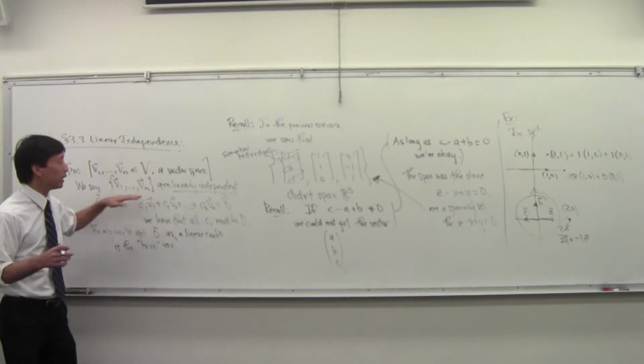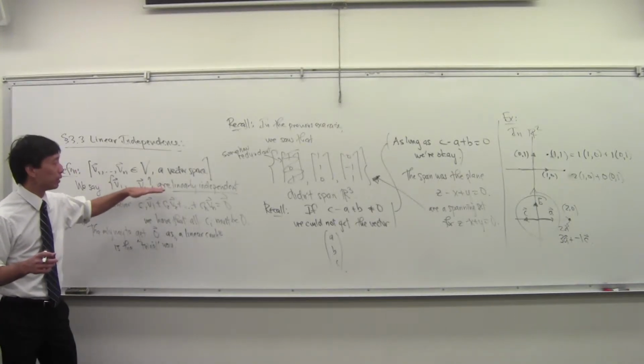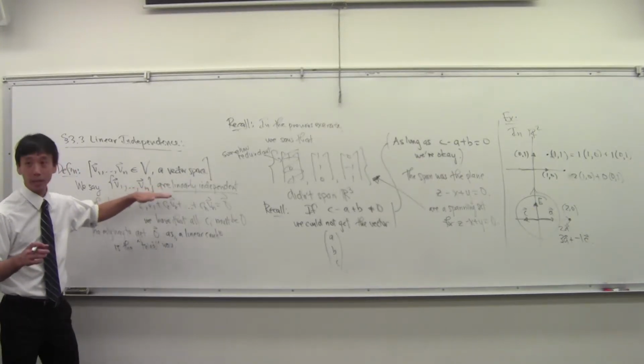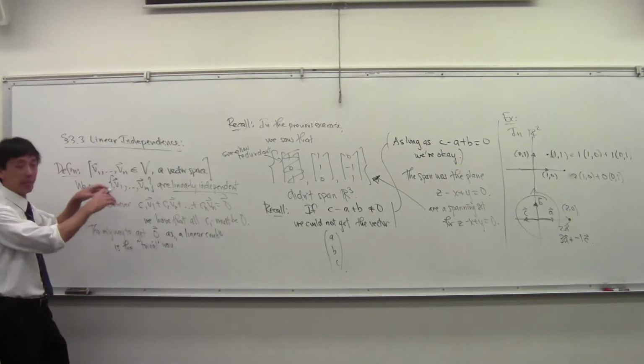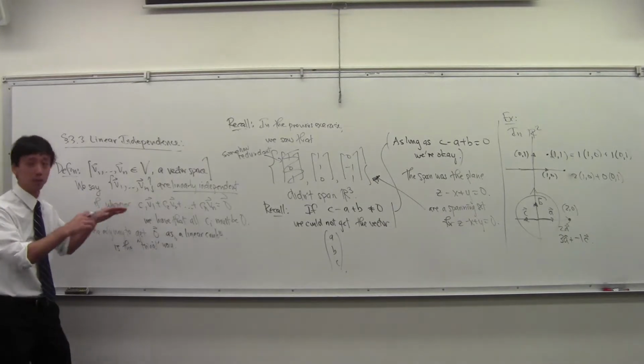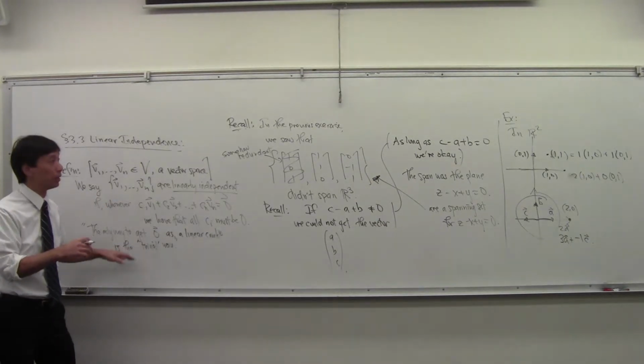So linearly independent means that that's the only way to get the zero vector. You have a bunch of vectors, and the only way you can get the zero vector is the trivial way.